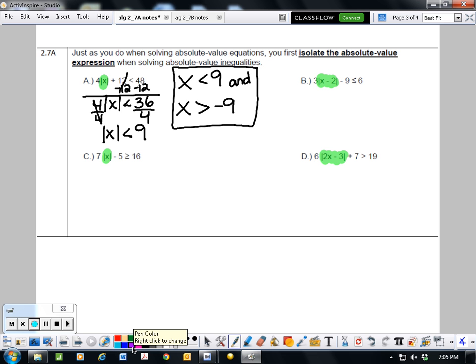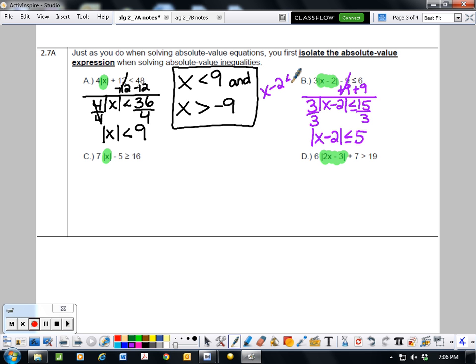Again, absolute value is not by itself, so I start by adding 9 to both sides. Now I have 3 absolute value x minus 2 less than or equal to 15. I divide by 3. So now I have absolute value x minus 2 is less than or equal to 5. Now that I have the absolute value by itself, now I can split it up. So I'm going to have the original x minus 2 is less than or equal to 5. And I have the other one. And I know it's an AND because it's a less than. So this is going to be x minus 2. I flip and I change the sign.